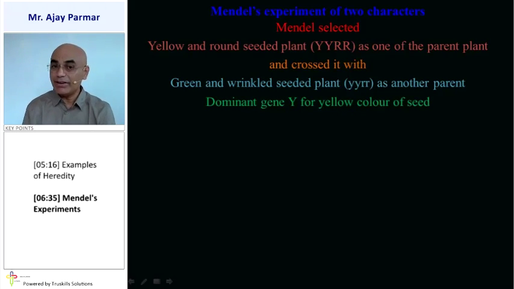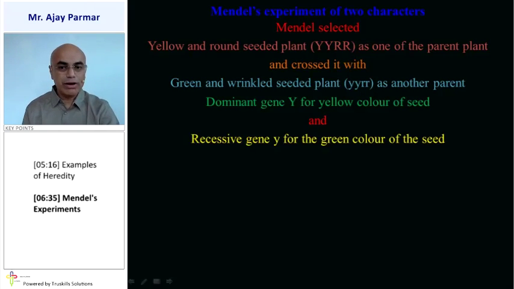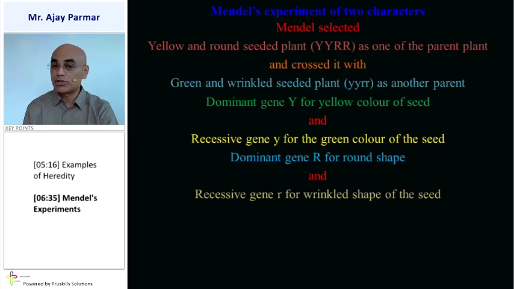Here the dominant gene for color is Y. That is, Y of yellow color is the dominant gene. Whereas the recessive gene is small y, that is for the green color of the seed. Whereas the dominant gene capital R is for the round shape, and obviously the recessive gene, that is small r, is for the wrinkled shape of the seed.